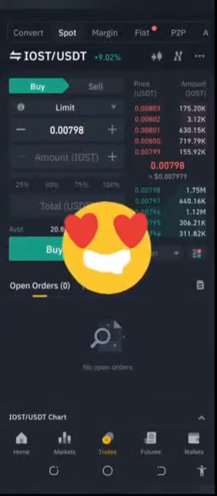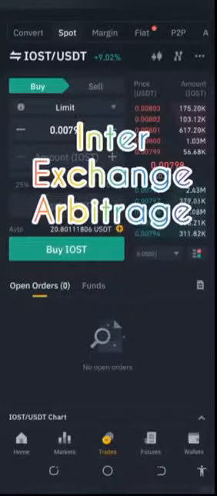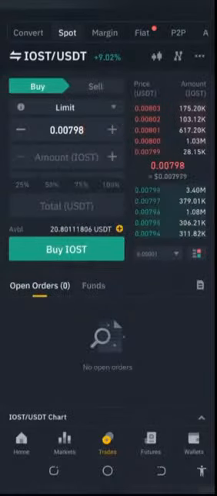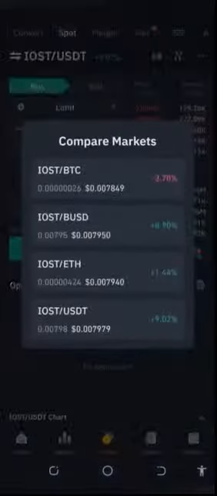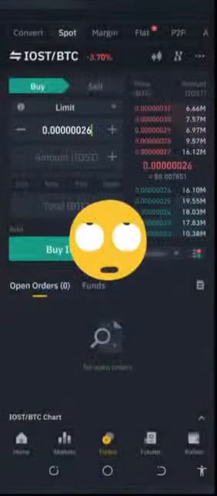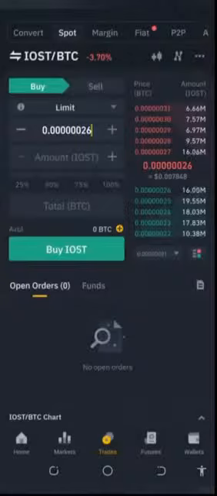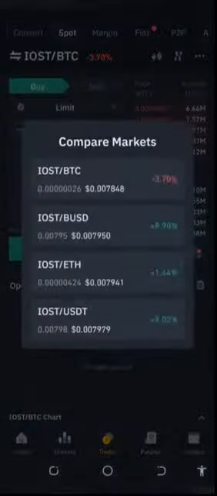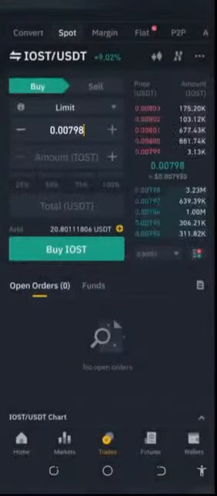Now, this is actually an inter-exchange arbitrage, right? And we were supposed to sell BTC to make our profit, but it looks like BTC was wasting time. It was just somewhere and it wasn't ready to move. But anyways, USDT worked for us and we were able to get a good deal.